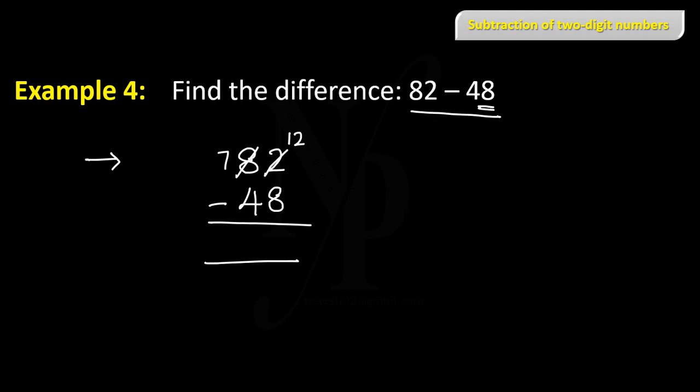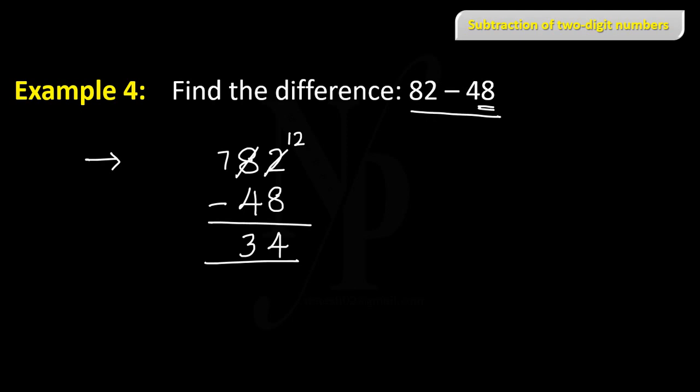Subtracting 8 from 12 gives us 4. 12 minus 8 is 4. And here 7 is remaining. 7 minus 4 is 3. You can draw standing lines if required. So 12 minus 8 is 4 and 7 minus 4 is 3. 34 is the answer.